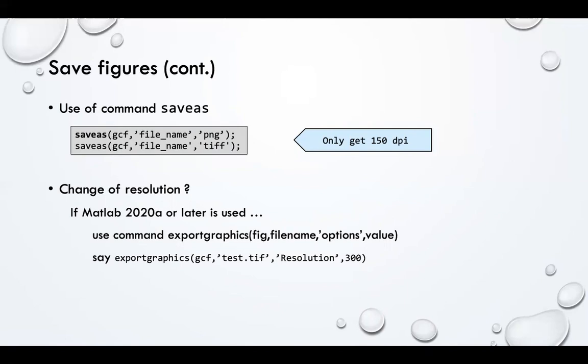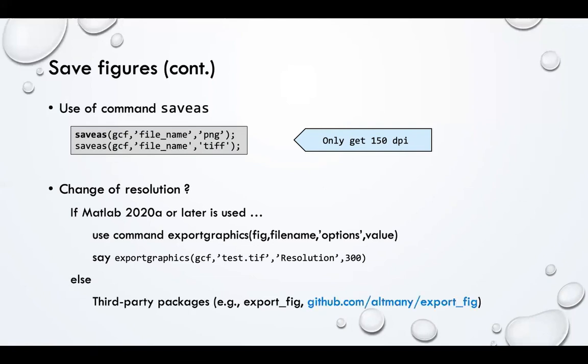So you can just use a command, we call it export figure. Say I want to export the figure as a test.tiff, and I specify the resolution right over here. We say 300. You will exactly output the 300 dpi figure on your screen, as well as when you save the file. But how about if we use the older version of Matlab?